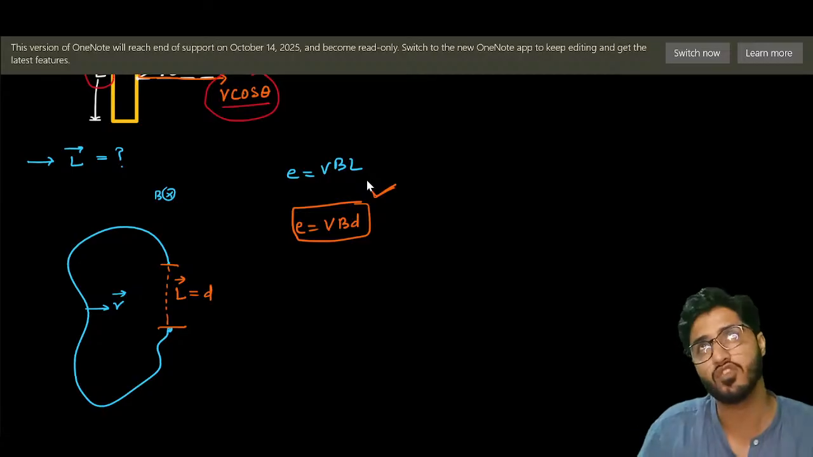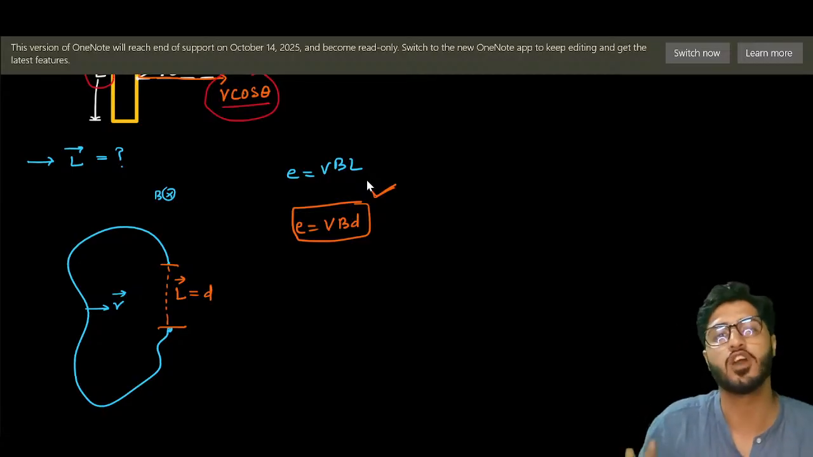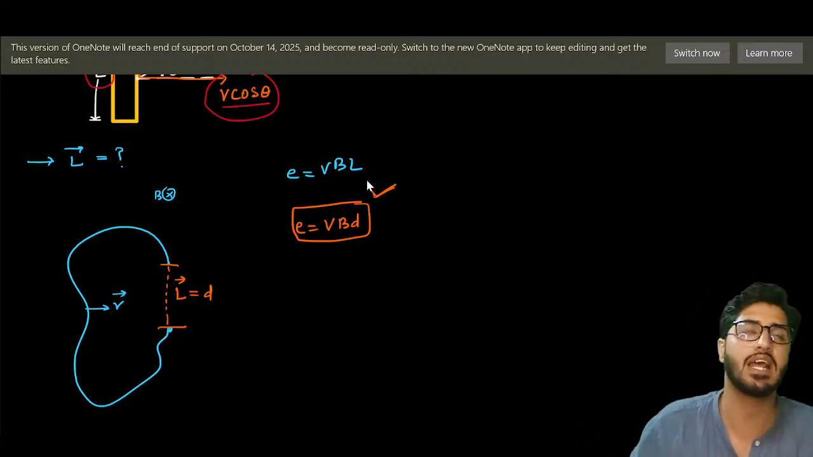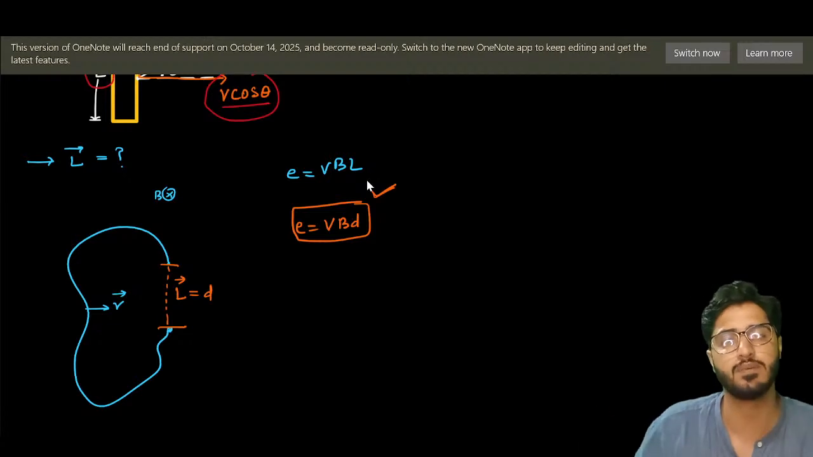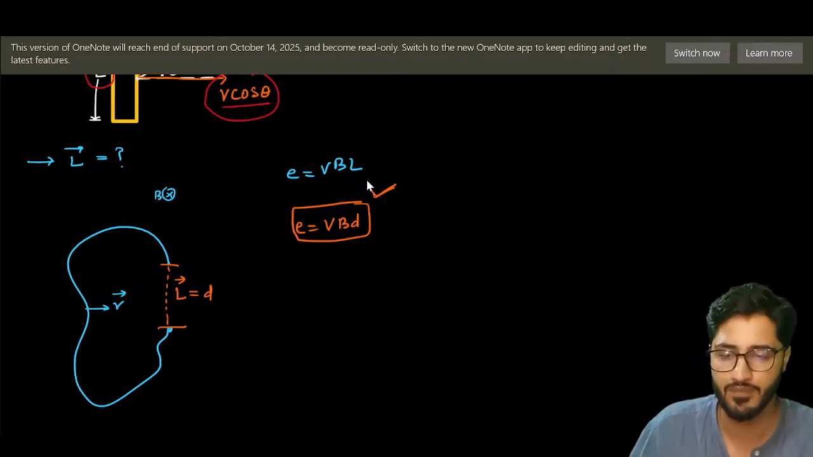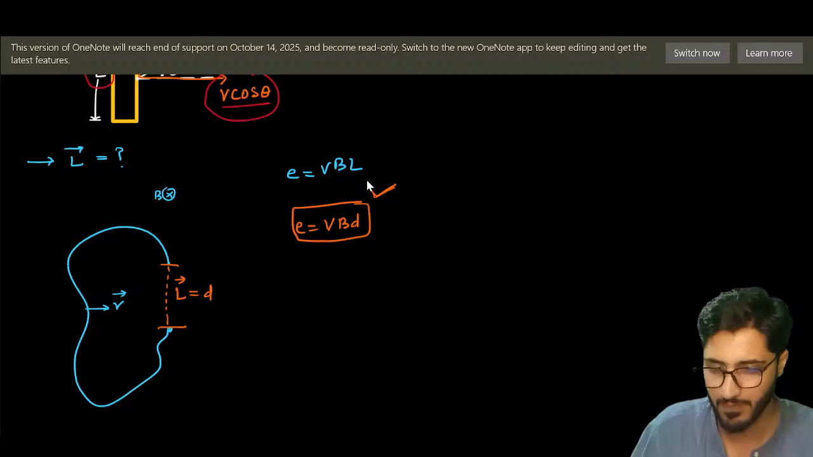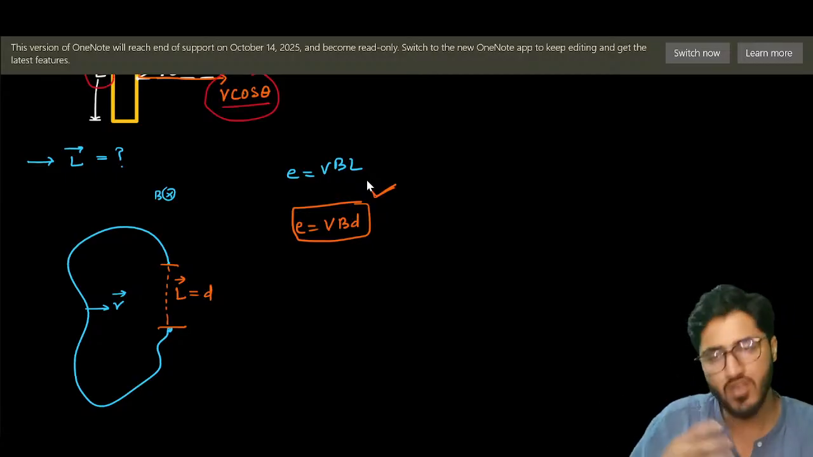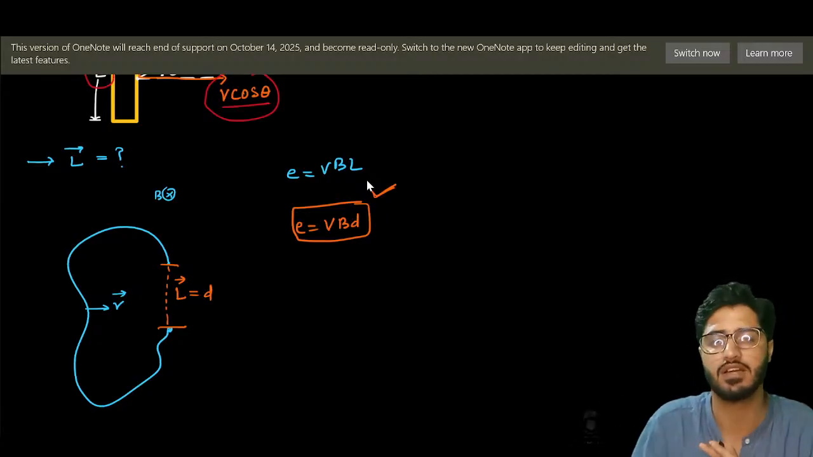In VBL, V is velocity. If velocity is in component form, how to deal with it? B, from the previous 2 chapters we are dealing with B only. Done, sir. What is L? L is the displacement vector. How to get the displacement vector? It is like this, right? So we have a lot of ways to deal with this.